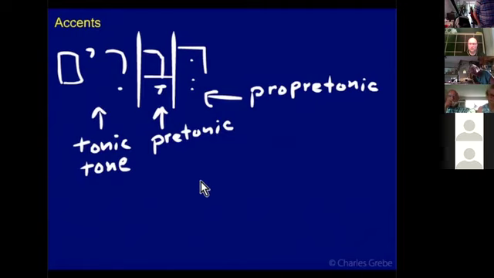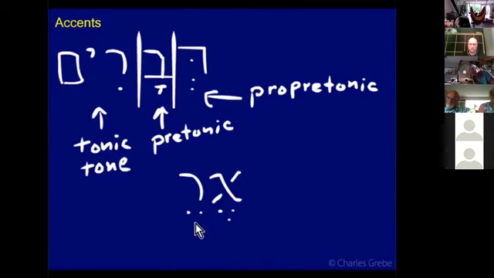Now if you have a word, we'll look at edits, which we've already looked at more than once. Edits is a word that has the stress on the first syllable, not at the end. So now this is the tonic syllable.